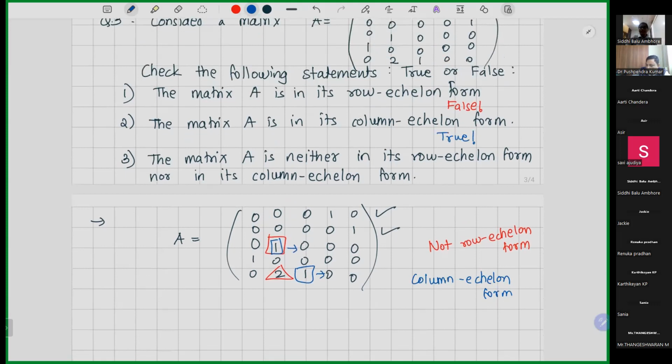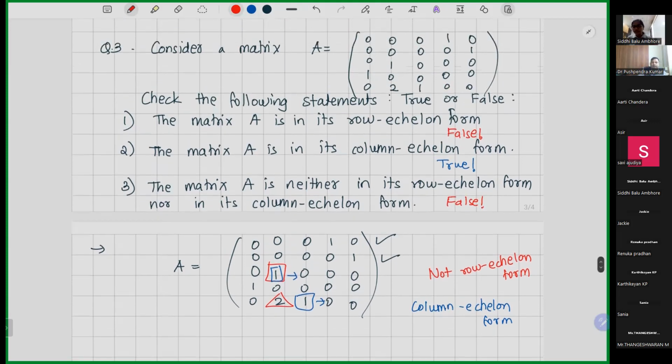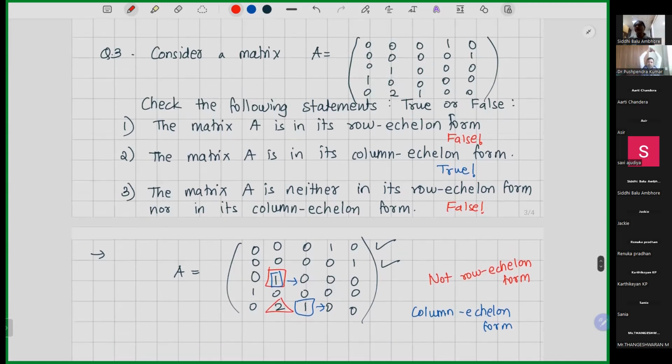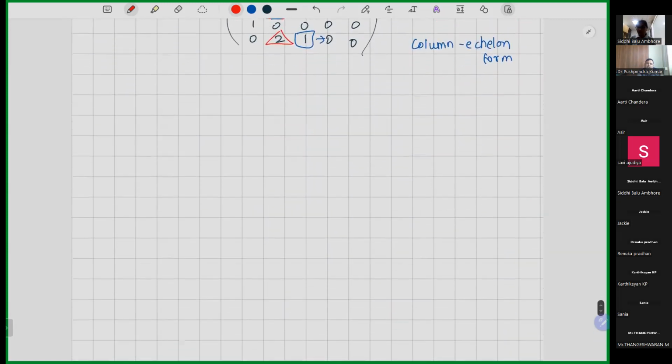Okay, so this is true. And the last statement is false because this matrix is in column echelon form. So note that if a matrix is in row echelon form, it need not be in column echelon form, and vice versa. It's not that if a matrix is in row echelon form, it has to be in its column echelon form. So that is one thing you can check properly. Any doubts here for the definitions of row echelon and column echelon form, please let me know. No, ma'am, there is no doubt now.